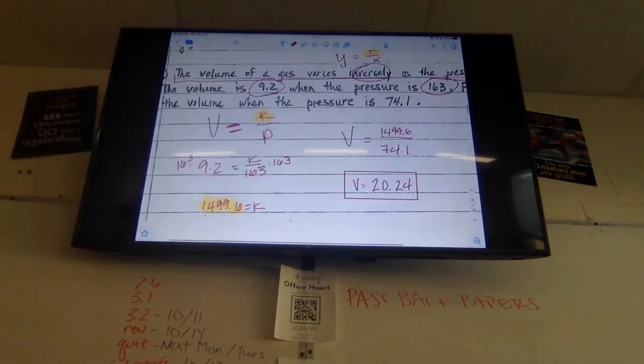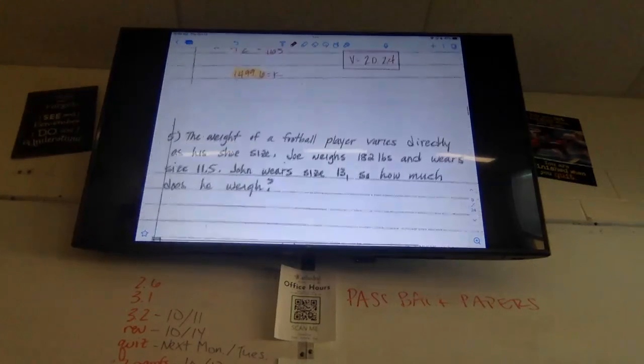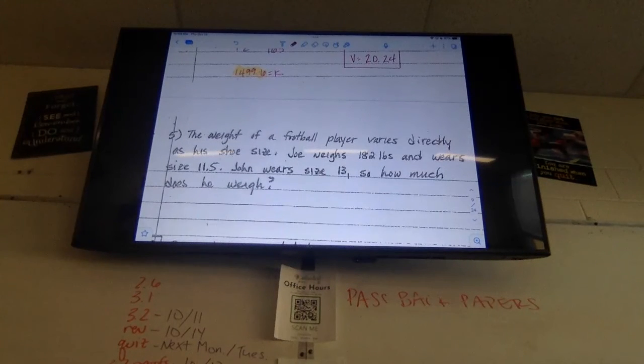If that's a little funny, I want to do one more like that with you guys, okay? I know I'm rushing, but here we go. Last problem. It says the weight of a football player varies directly as his shoe size. Okay, varies directly is y equals kx. Which one is my y? Weight or shoe size? Weight. And then my x is the shoe size.